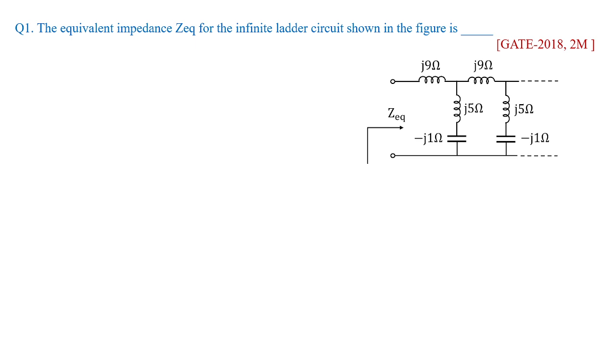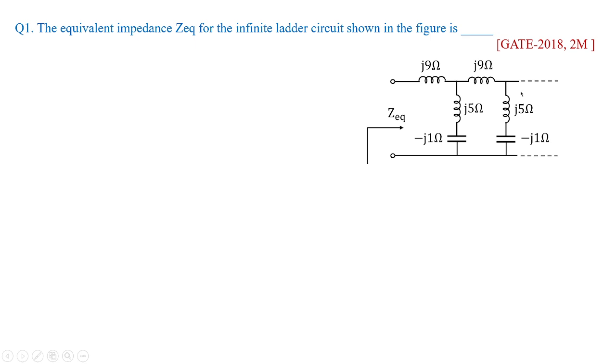So in the first problem, you can see, the problem was in GATE 2018 for 2 marks. The equivalent impedance Z equivalent for the infinite ladder circuit shown in the figure. So you can see here 9J ohms, 5J ohms, minus 1J ohms. All these passive elements are connected in T and pi fashion, and this is repeated for infinite.